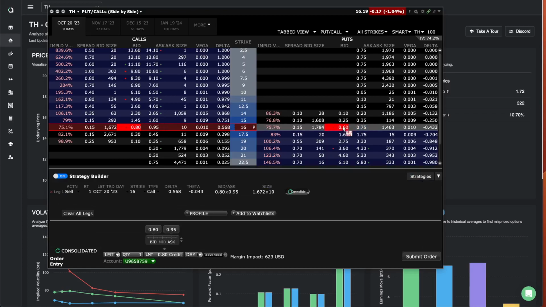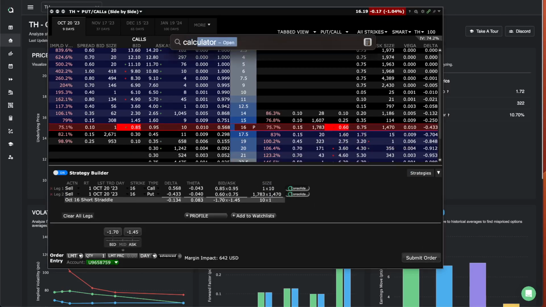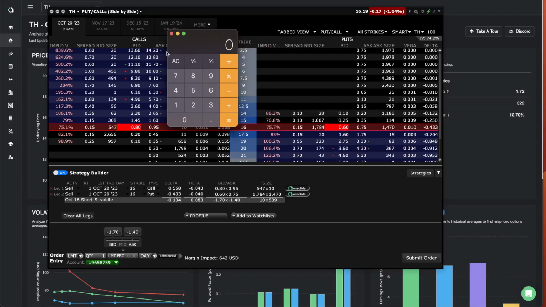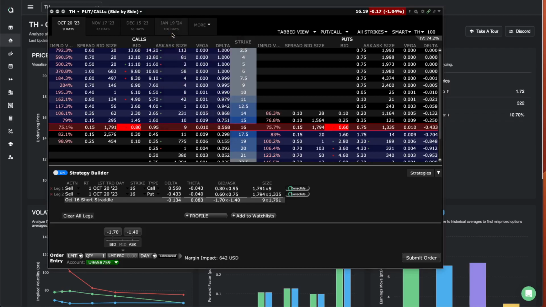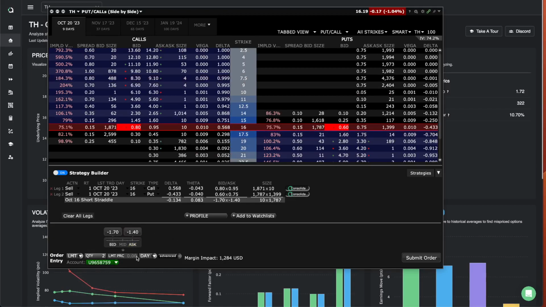80 cents, 60 cents, right? We're getting a pretty wide break even here of about, let's say, $1.50. If we open up our calculator again, we do 1.5 divided by 16. We're getting about 9% break evens, right? If we stress that to a 100% move, that's about 18% break even where we'd be cutting our losses. So I'm pretty happy with that. I'll be selling, let's say, 2 lots of this.